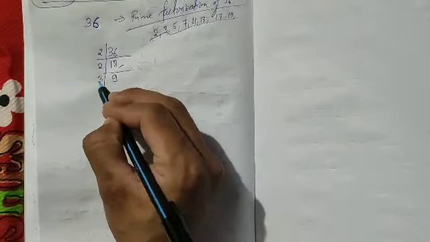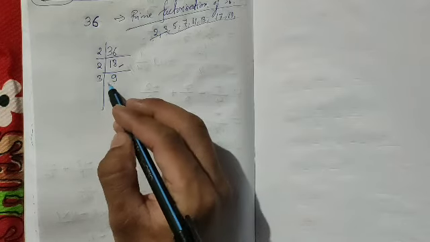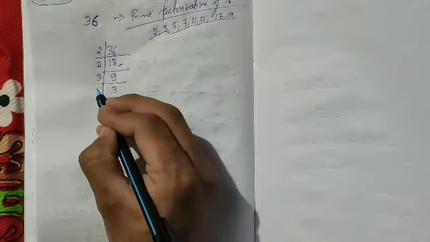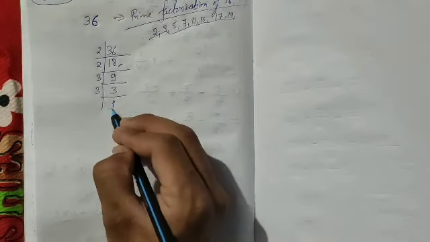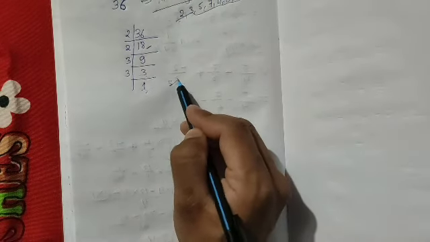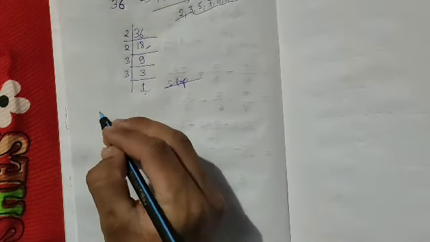Is it divisible by 3? Yes, it is, right? Because 3 times 3 is 9, isn't it? So the last one is 3. Obviously it is divisible by 3. So 3 divided by 3 is 1. You have to continue until you get 1. After you get 1, you have to stop. So what is the prime factorization of 36?